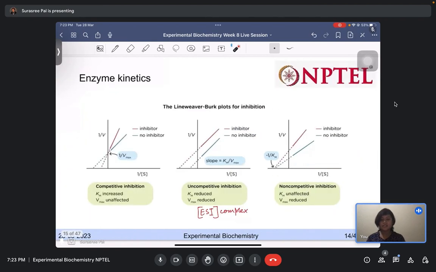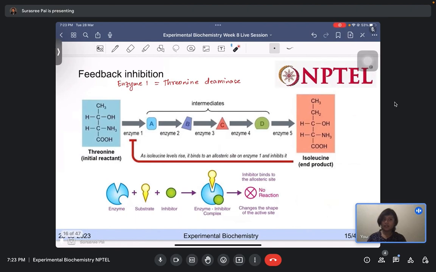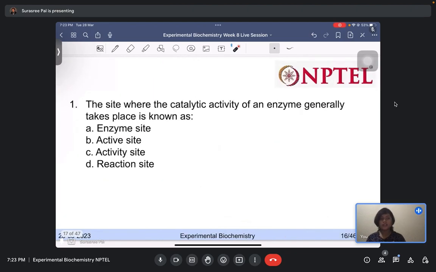And we have also discussed the changes in Vmax and Km values that occur with competitive, uncompetitive, or non-competitive inhibition, and the feedback inhibition process, when the final product of a metabolic pathway inhibits the first enzyme of the pathway to check the level of production or breakdown of a particular product. Now let's go to our question answer session.